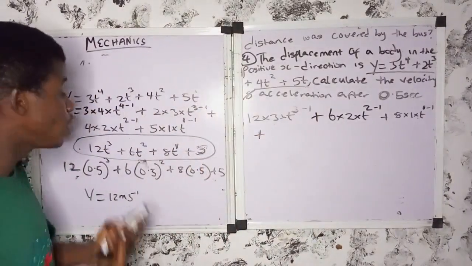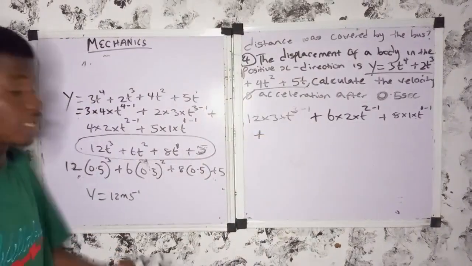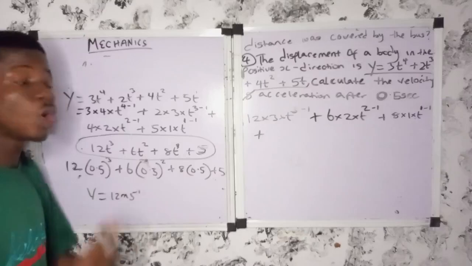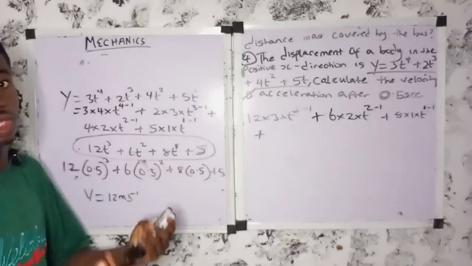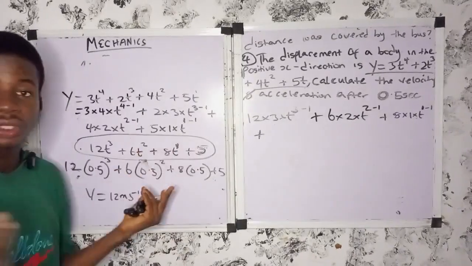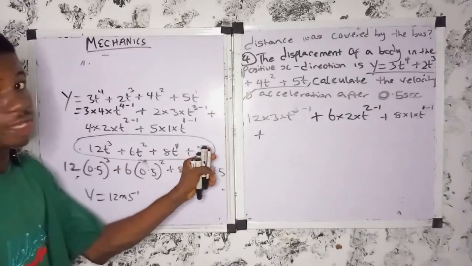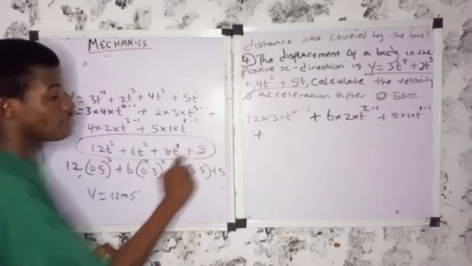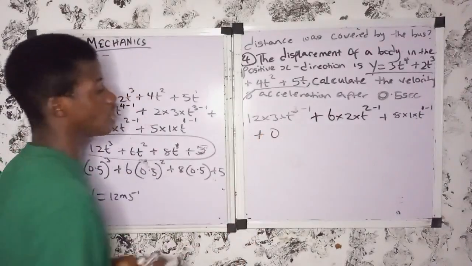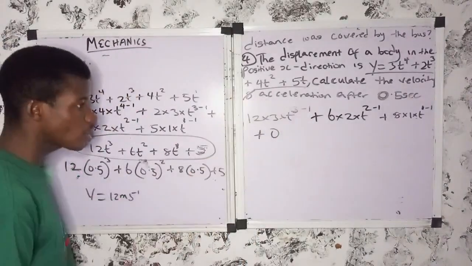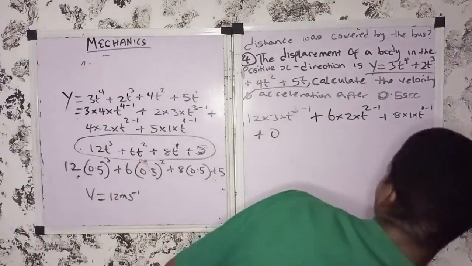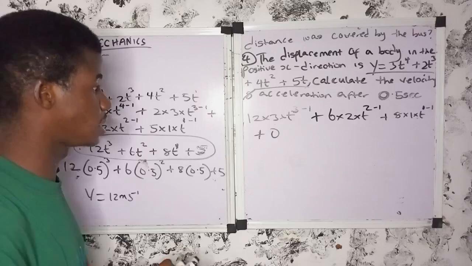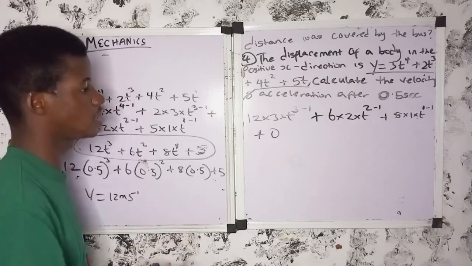Remember, I told you guys that when a value does not take a variable, the derivative of that value will be 0, because 5 doesn't take a variable. Do you see t here? No. So differentiating 5 here will give us 0. Okay, so let's continue. 12 times 3, that is 36.